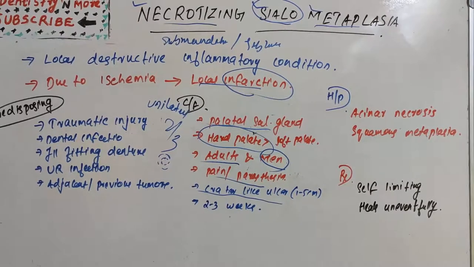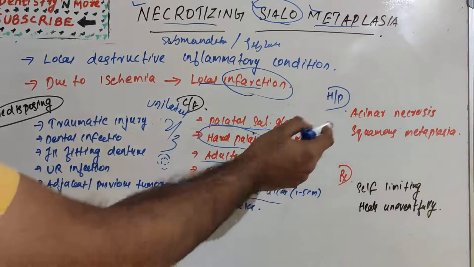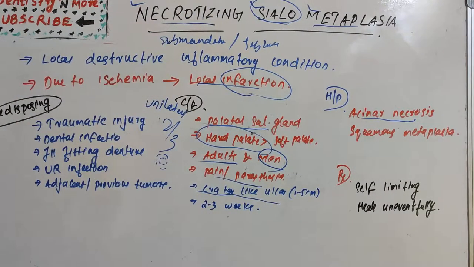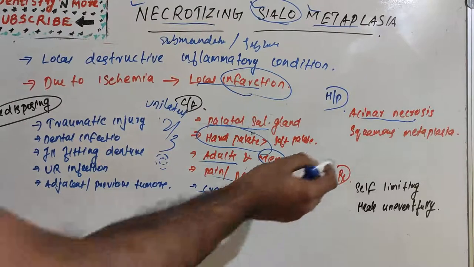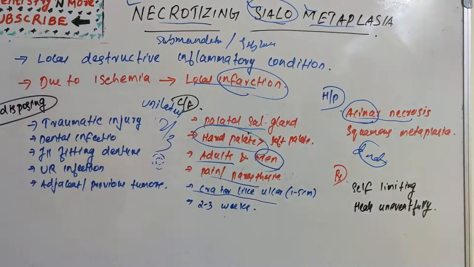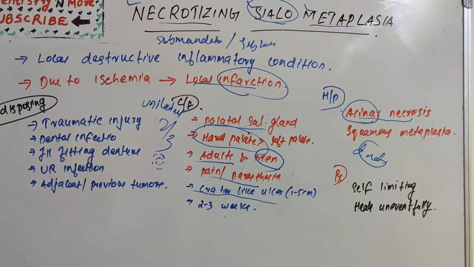As for histopathological features, the microscopic appearance of necrotizing sialometaplasia is characterized by acinar necrosis of the salivary gland in early lesions, followed by associated squamous metaplasia of the salivary ducts. In early lesions there is acinar necrosis, and in further advanced lesions it causes squamous metaplasia of the salivary ducts. And the treatment: it is basically a self-limiting condition, and in most instances it heals uneventfully without causing much problem.